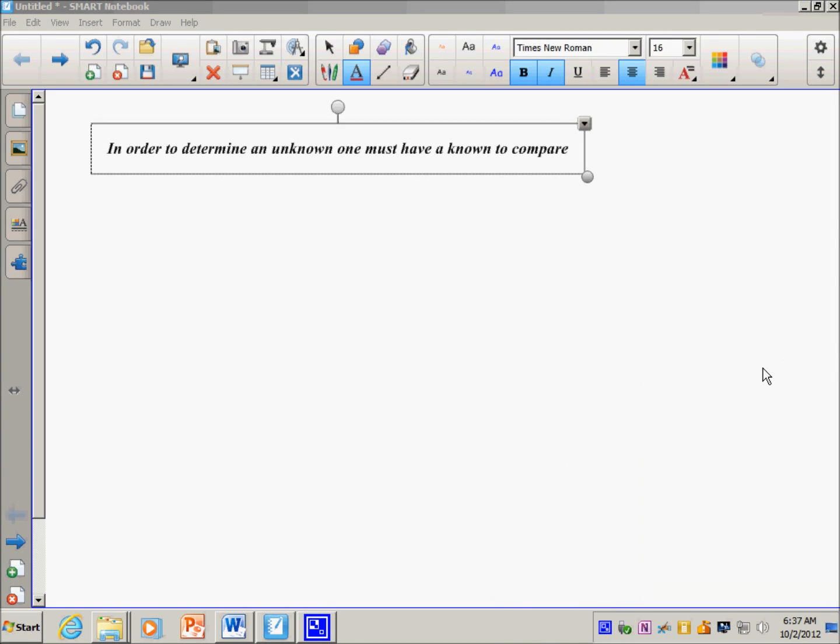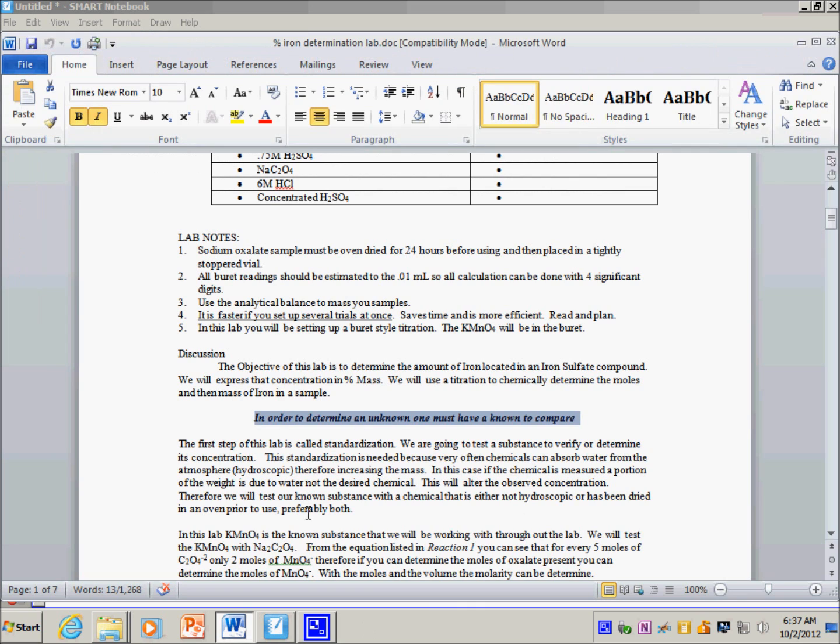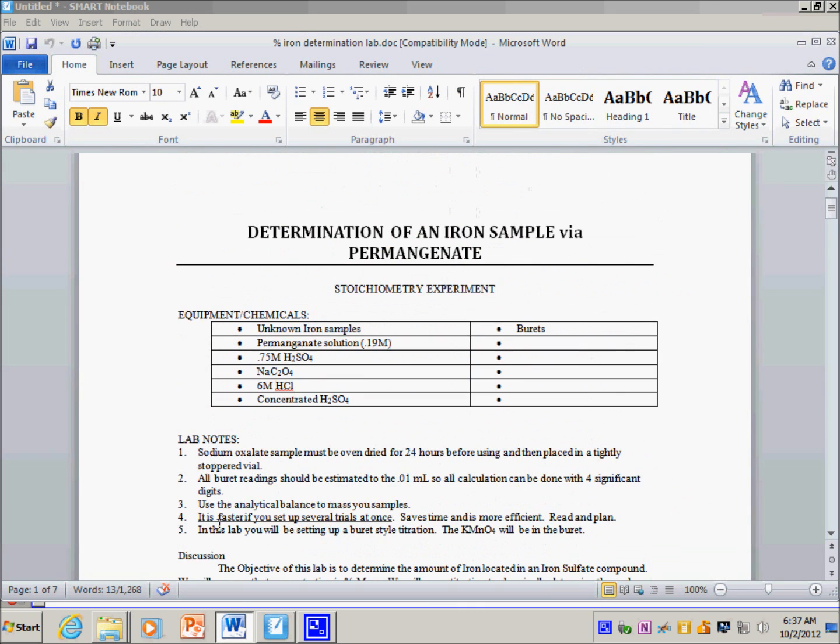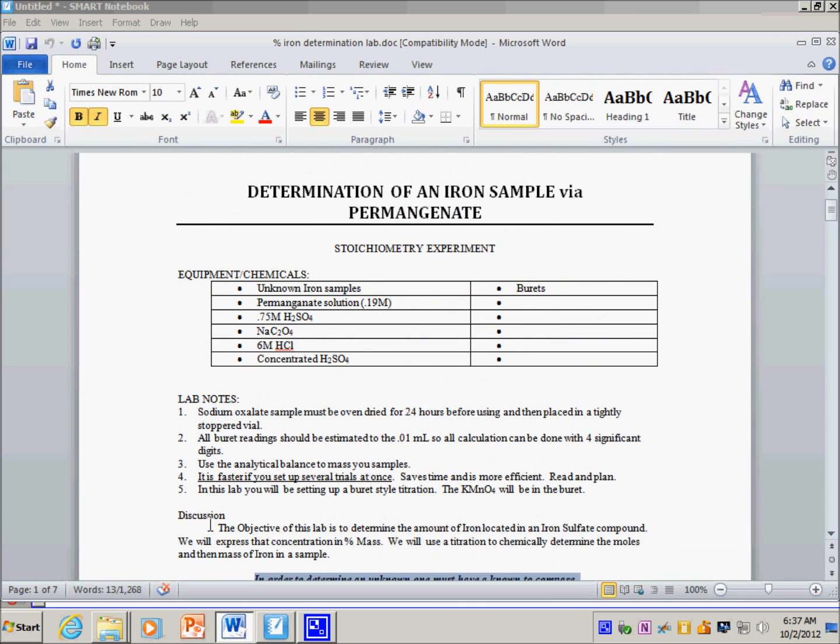Hello and welcome to one of our first videos on a lab that we're looking at doing in our first lab block. It's called the determination of an iron sample via permanganate.